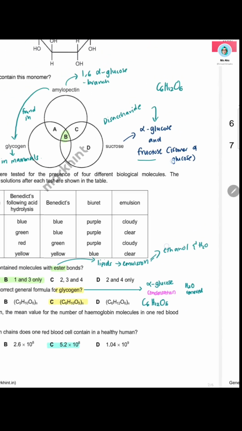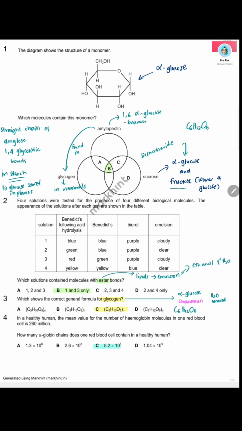Going back, we know that glucose, alpha glucose, has a formula of C6H12NO6, right? So whenever the glucose are joined together, one molecule of H2O is removed for every addition. So we can just minus that: 2 hydrogen is removed and 1 oxygen is removed. That makes the general formula, therefore, C6H10O5N.